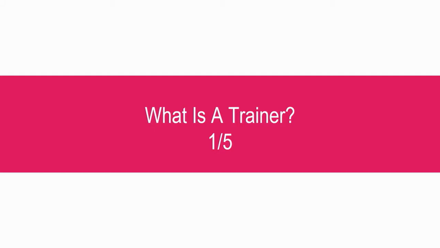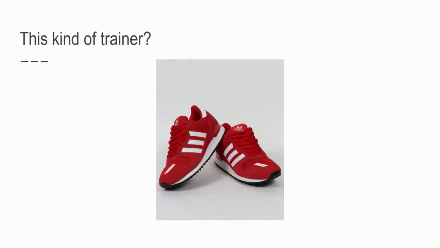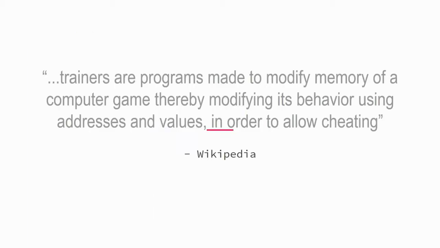So we'll start off with what is a trainer. So is it this kind of trainer? No. So we'll go to Wikipedia. Wikipedia is always a great source of definitions. So Wikipedia says, trainers are programs made to modify memory of a computer game, thereby modifying its behavior using addresses and values in order to allow cheating. It's a pretty awful definition.